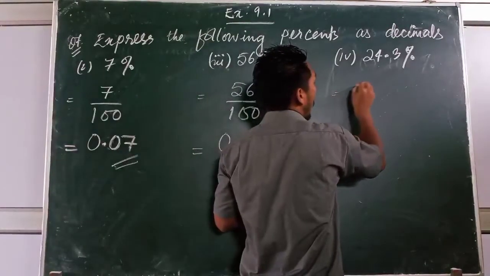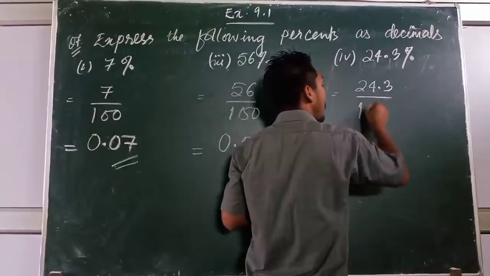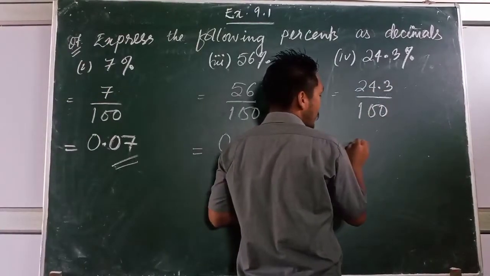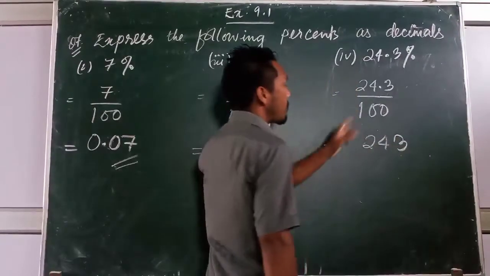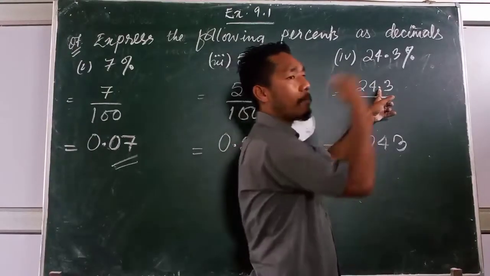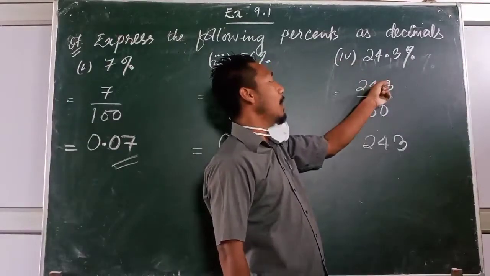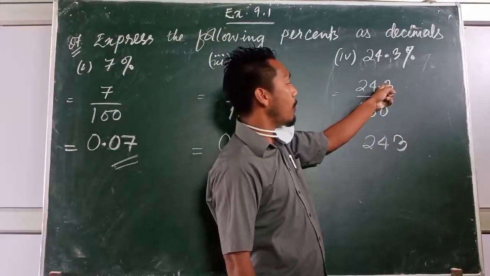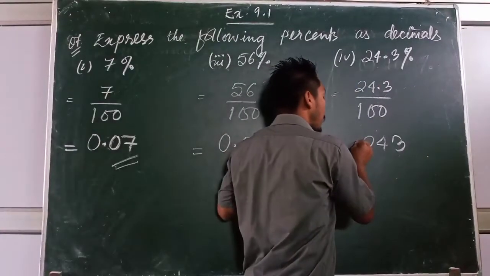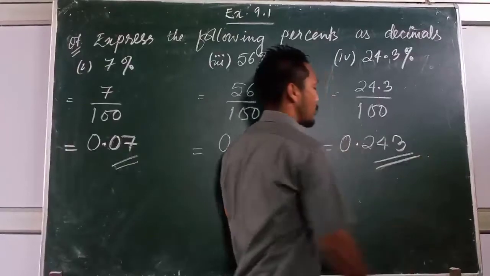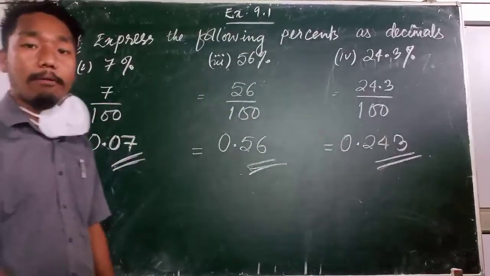Next, 24.3 by 100. So after 2 numbers, I have to put a decimal. So 2, 4, 3. So already a point is there. I don't have to read the number from the back, but from the point. I have to count from the point in front of the number. So after this we have to count 2 numbers, 1, 2. Then I have to put a point here. So this is your answer. So this is all about question number 7.